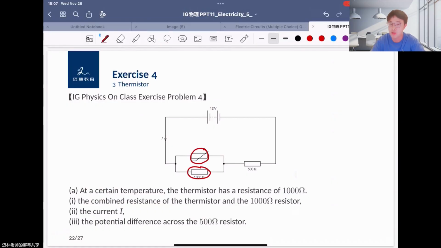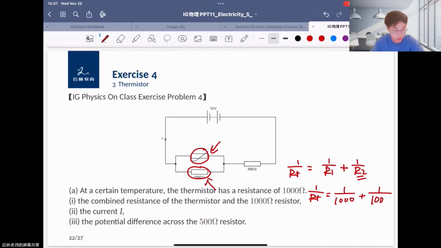So you can use the parallel formula: 1 over the total resistance equals 1 over R1 plus 1 over R2. Here R1 is the thermistor resistance, which is 1000, and R2 is the 1000 ohm resistor, so plus 1 over 1000. So the total resistance here is 500 ohms. This is the answer to the first question, not very difficult.